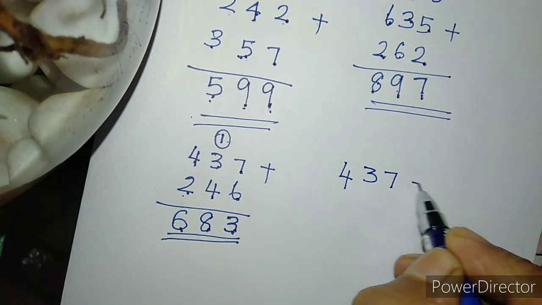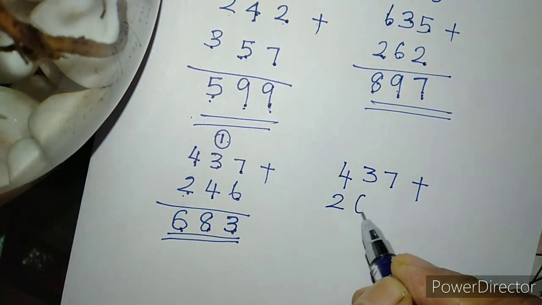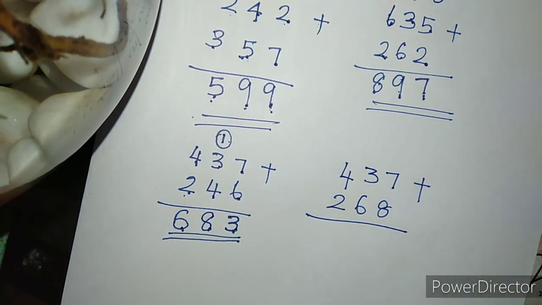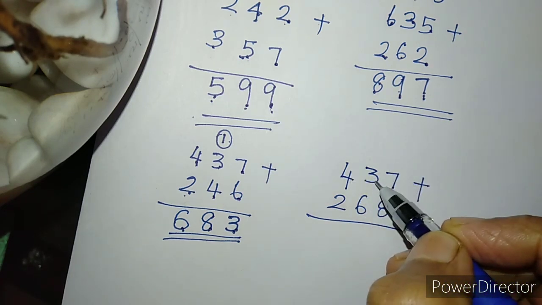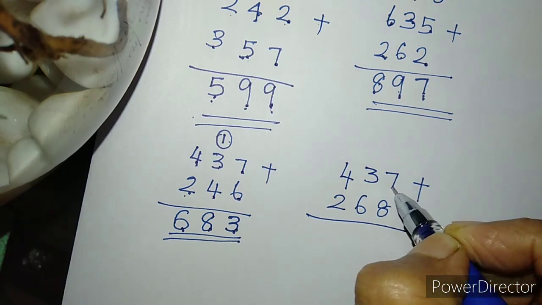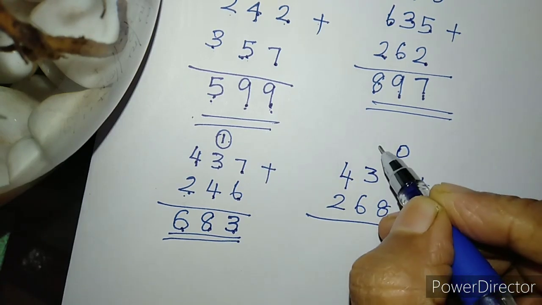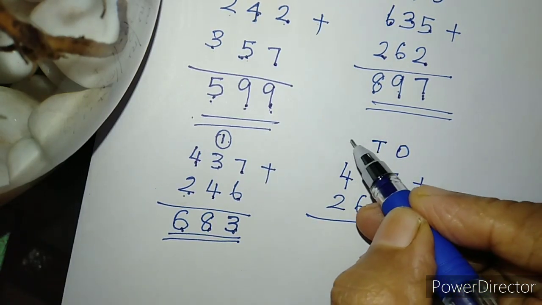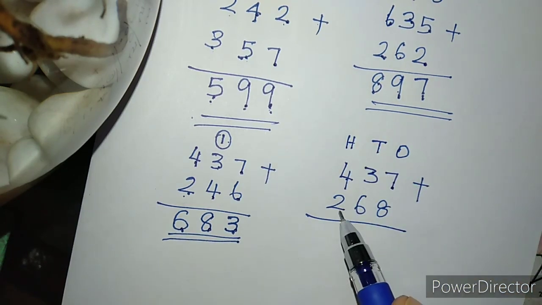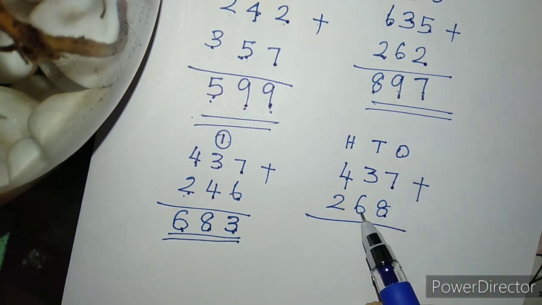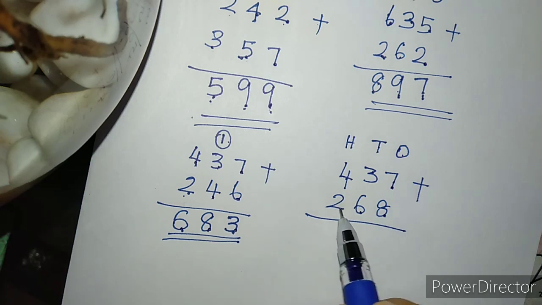Look at this example. 437 plus 268. How much? Now find out. Let's add ones. 437 is 7 ones, 3 tens, 4 hundreds. 268 is 8 ones, 6 tens, 2 hundreds.